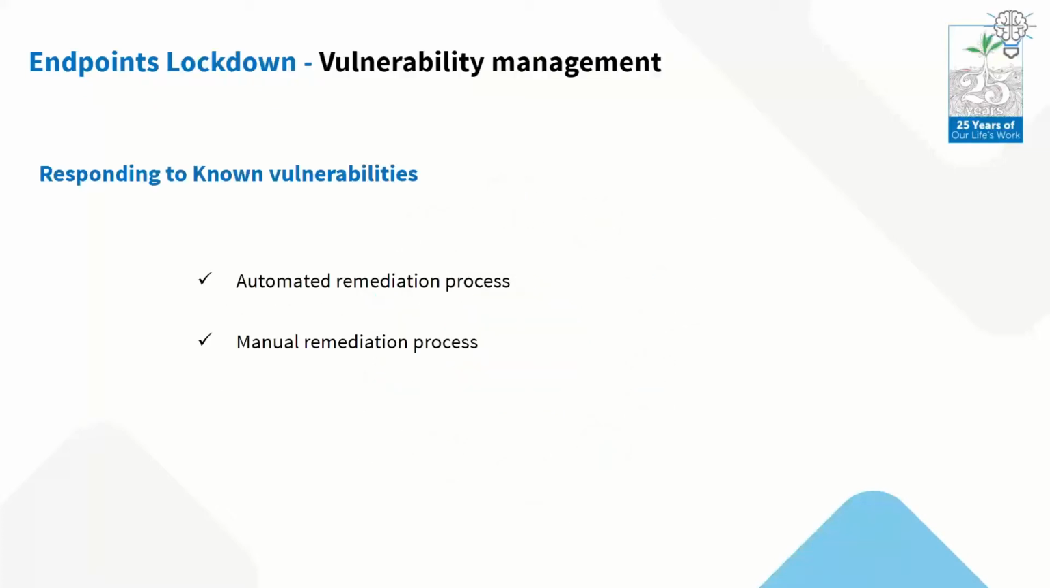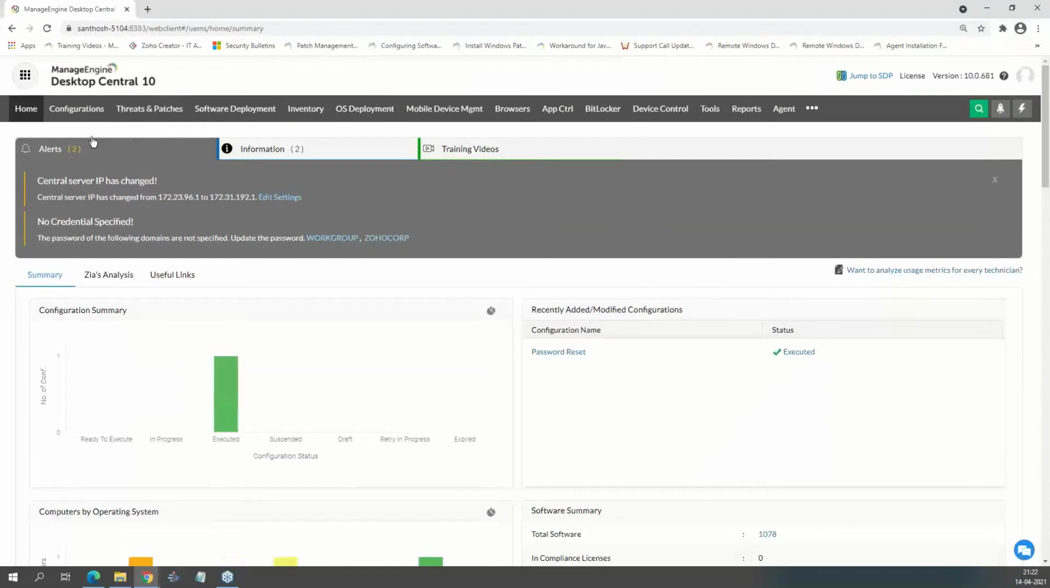Let's go into the product first. The first one that I'm going to talk about from a ring of security is the vulnerability management and remediation. How do I respond to the known vulnerabilities and the unknown vulnerabilities? Let's go directly into the product to give you a better idea.